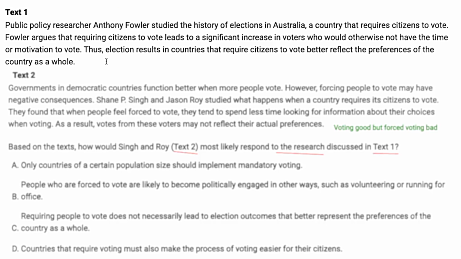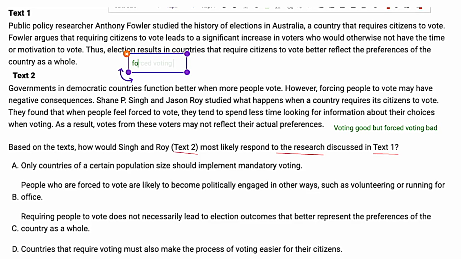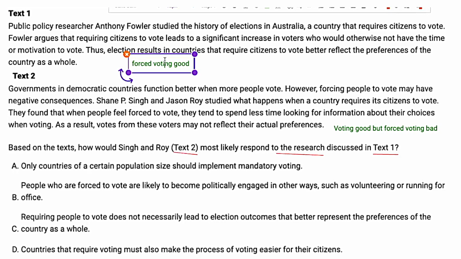Public policy researcher Anthony Fowler studied the history of elections in Australia, a country that requires citizens to vote. Okay, so we see the connection there. Fowler argues that requiring citizens to vote leads to a significant increase in voters who would otherwise not have the time or motivation to vote. Thus, election results in countries that require citizens to vote better reflect the preferences of the country as a whole. Okay, so I'm already seeing an issue here. Voting good but forced voting bad, where text 1 seems to say forced voting good. And I wouldn't necessarily write this down. This is just to give you an idea of what I'm thinking about.